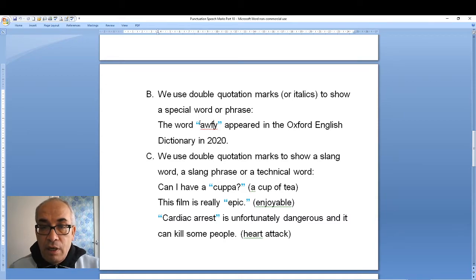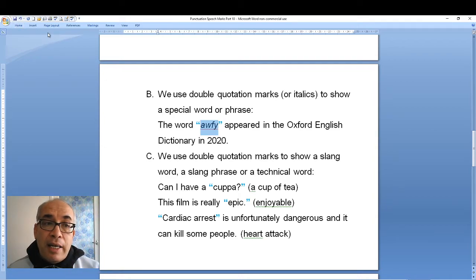I repeat, "awful" is a special word. Why is it special? Because the dictionary used this word for the first time in the year 2020. So "awful" is a special word. Because "awful" is a special word, I use double quotation marks before it, and I use double quotation marks after it. As I said, you can use italics like this.